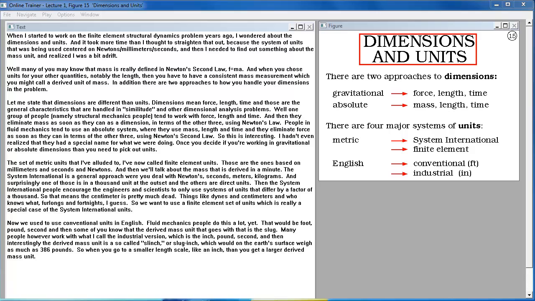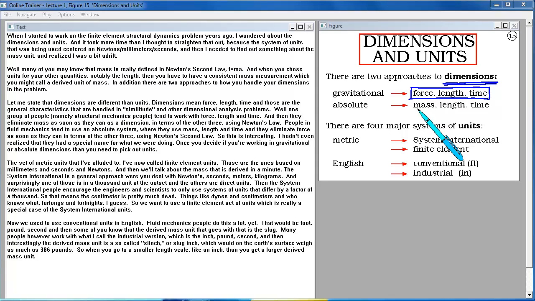In addition, there are two approaches to how you handle your dimensions in the problem. Let me state that dimensions are different than units. Dimensions mean force, length, time, and those are the general characteristics that are handled in similitude and other dimensional analysis problems. Well, one group of people, namely structural mechanics people, tend to work with force, length, and time, and then they eliminate mass as soon as they can as a dimension in terms of the other three, using Newton's law.